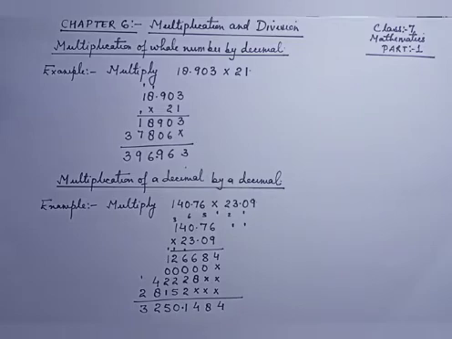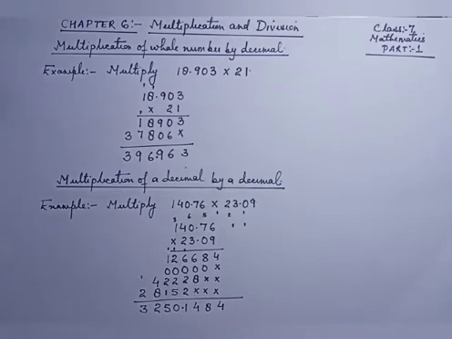Today we are going to start with a new chapter of final term, that is chapter 6, decimal, multiplication and division. I know all of you are very much familiar with multiplication and division that you have done in class 6. You have multiplied two whole numbers to find out the product. But in this class, you are going to multiply a decimal by a whole number. So it's quite easy. The procedure that you are going to follow is the same.